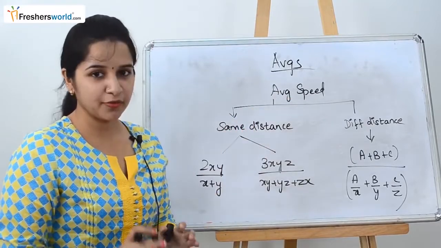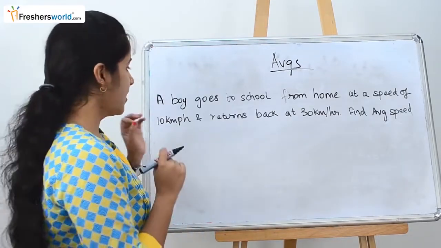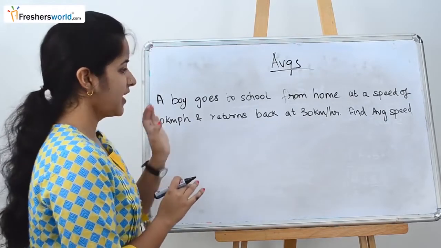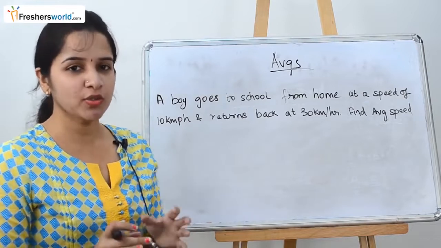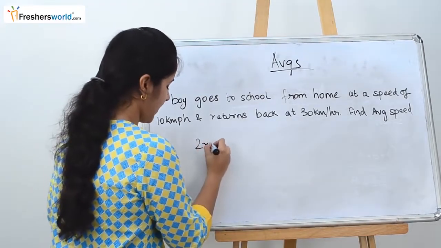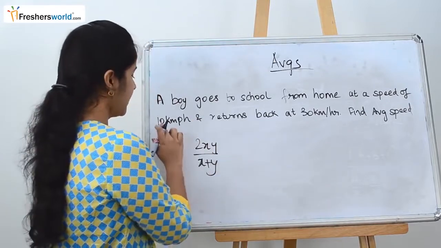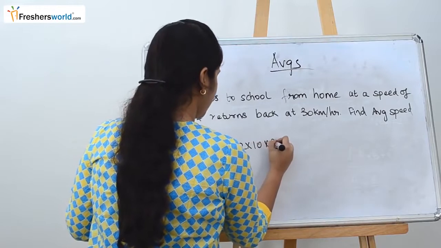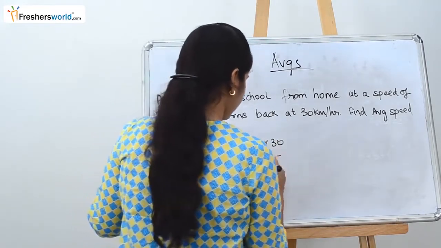Let's solve a couple of questions to understand this concept much better. The question that they've given is, a boy goes to school from home at a speed of 10 kilometers per hour and returns back at 30 kilometers per hour. Find the average speed. We know the formula 2xy by x plus y. Why are we taking this formula? Because they have given two variables, x and y. So 2 into 10 into 30 by 10 plus 30 is nothing but 15 here.